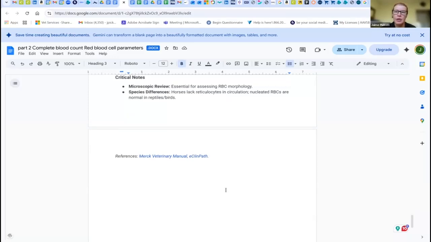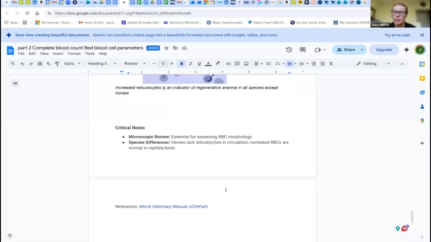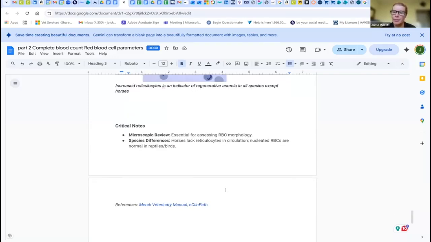That ends our red blood cells part, except the last thing I would like to add is that when you're reading the numbers, always ask yourself, is the bone marrow producing normally? Are the red blood cells surviving normally? Or is something causing them to be lost, destroyed, or not produced at all?